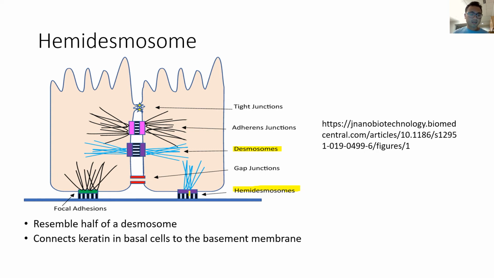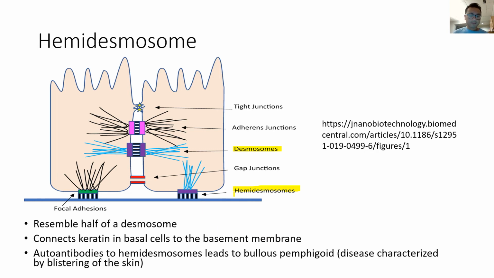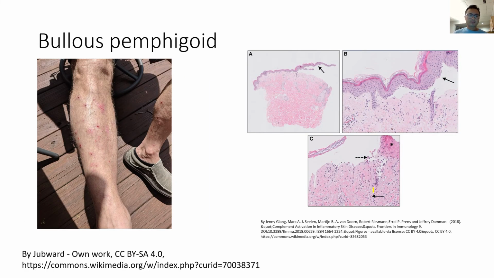And these are going to connect keratin and basal cells to the basement membrane. There's a disease called bullous pemphigoid, and this is actually going to be due to autoimmune destruction of the hemidesmosomes, and this is going to manifest in patients as blistering of the skin. So this is a patient with bullous pemphigoid, and here we can see that the basement membrane that separates the connective tissue matrix from the epithelial cells is actually destroyed. So there are no adhesions really between the basement membrane in certain areas and the superficial epithelial cells.